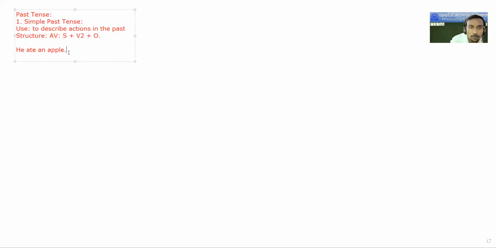Okay, so let's go for the format that we use to see various examples. He ate an apple. This is an affirmative sentence, a positive sentence. How do we make it negative now?